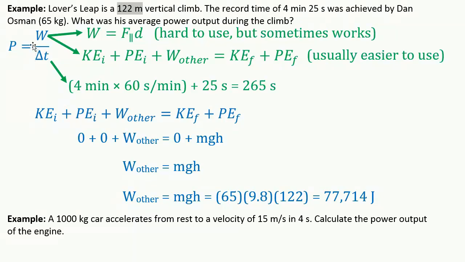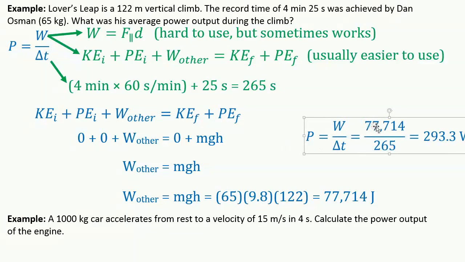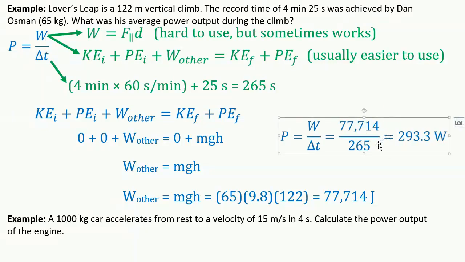So now, remembering we're trying to find the power, we've found the work, we figured out the time right at the beginning here. We can go back to this equation and plug things in. There's my work, 77,714 joules. And here's my time, 265 seconds. Divide them and I get 293.3 for my power. And because I put metric base units in, I know I'm going to get metric base units out. And the metric base units for power are watts. So 293 watts is our final answer.